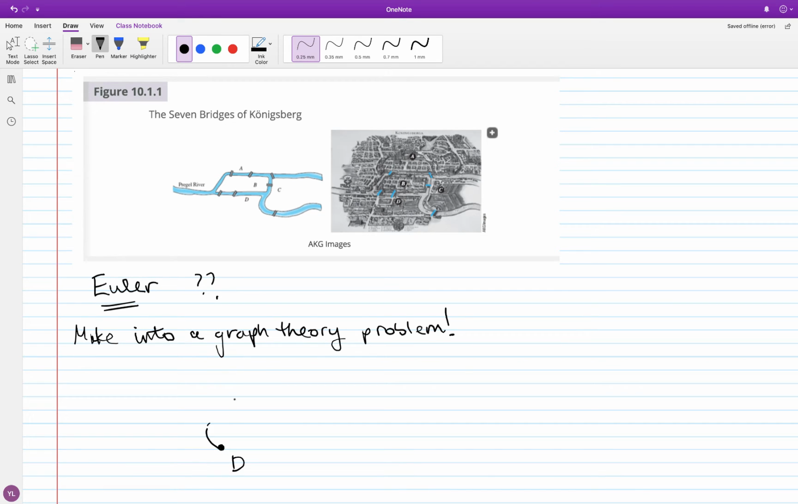Why or why not? Let's rephrase it as a graph theory problem. So I'm going to write a dot, or a vertex, for each of the land masses, and then the connections, the edges, are going to represent bridges between those land masses.